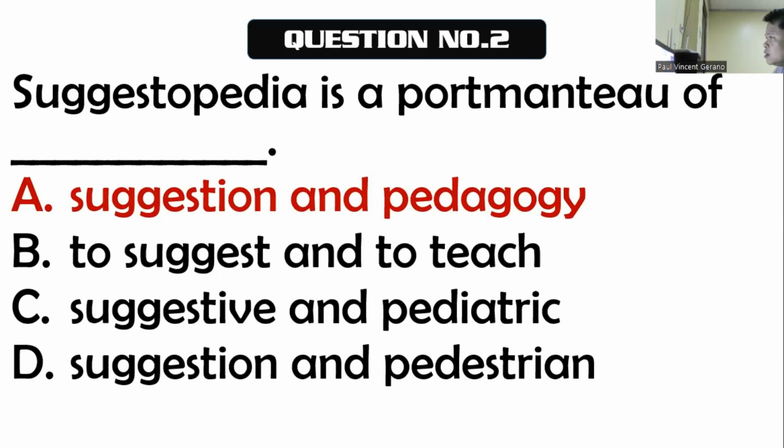Okay? I have here some questions about Suggestopedia. Who developed Suggestopedia? Yes, the name of the one who developed Suggestopedia was Georgy Lozanov. Okay? And what was his profession? He was a psychiatrist. He was a doctor. A psychiatrist is a doctor, right? And what was his nationality? He was from Bulgaria. He was Bulgarian.